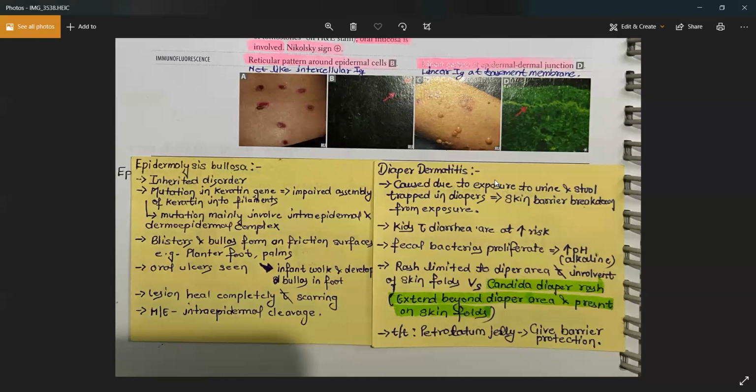Note the cause, which is the accumulation of urine and stool in the diapers. As a result, the skin barrier will be broken down. And please note the pH will be alkaline because of the bacterial proliferation, right?